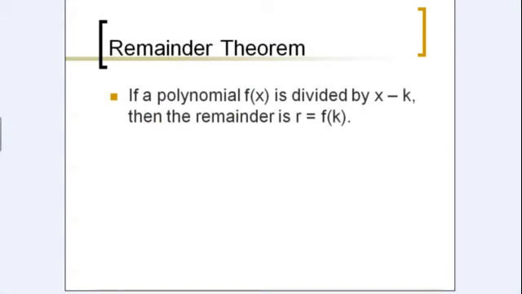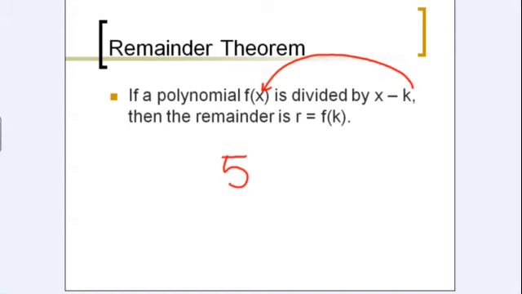Maybe you thought you were finished with theorems in geometry. Well, you're wrong. Here's a remainder theorem that we're going to apply in algebra. It says that if a polynomial f of x is divided by x minus k, then the remainder is r, and that equals f of k. What this is saying is that if I have a remainder of, say, 5, well, I get that remainder by plugging k into the initial function. And we'll see how that works in an example in a little bit.